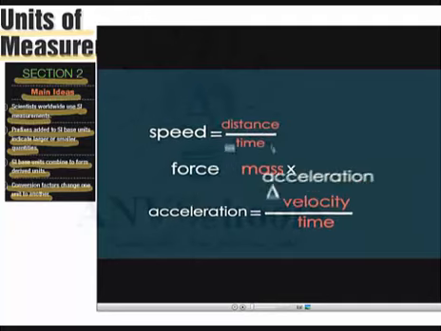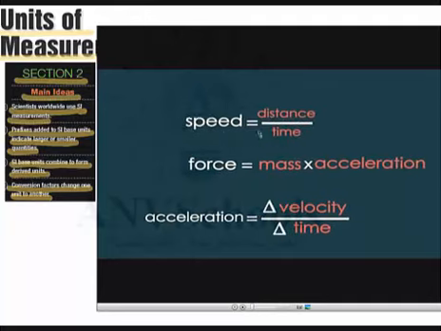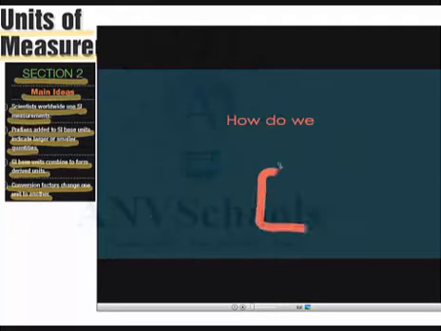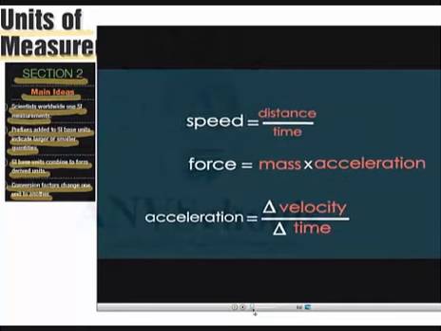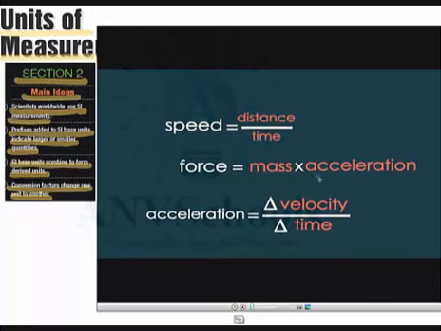When we look at speed, for example, we say it is distance divided by time. We will see what that means. Force is mass times acceleration. All these are units that are used by scientists to measure. We will be seeing which ones here are the SI units and which ones are derived units.